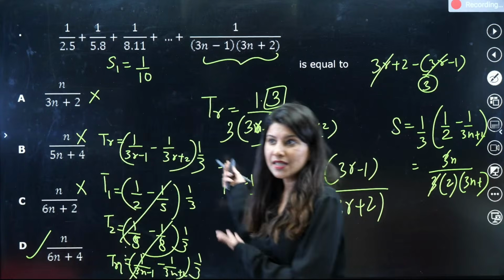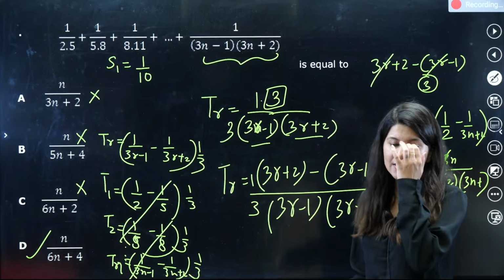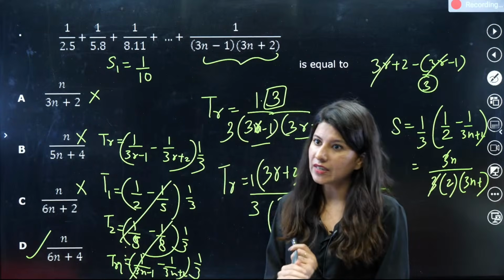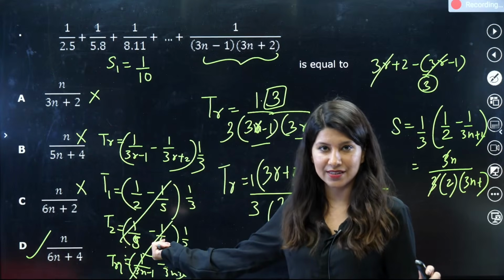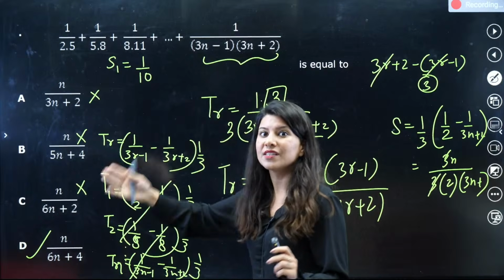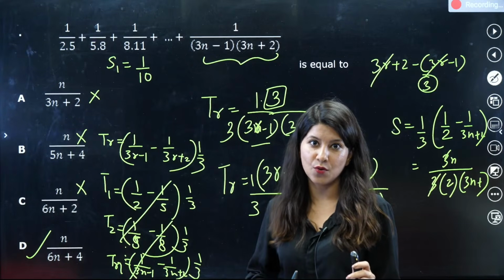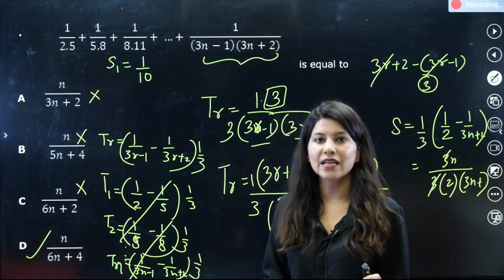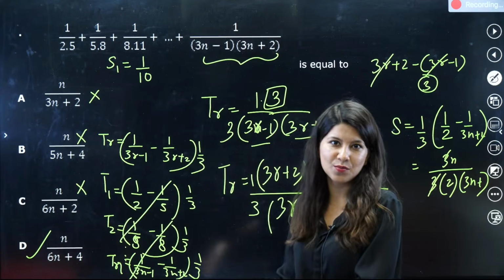Why am I doing this? Because I know that I will tell you the shortcut in the end. If they ask for n, then definitely you should go for this. If they ask the sum of n terms, definitely you should go for this. But what if they ask the sum of 13 terms? Then what will you do? You have to follow this process.